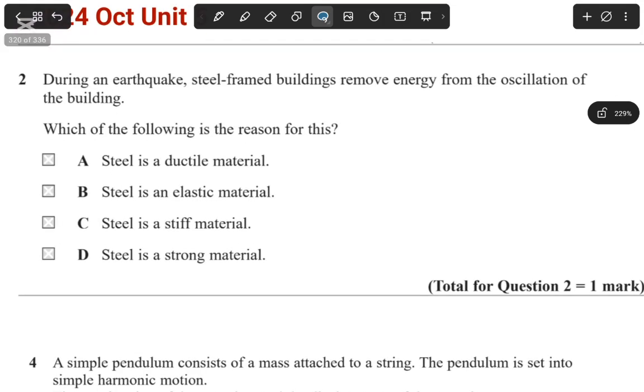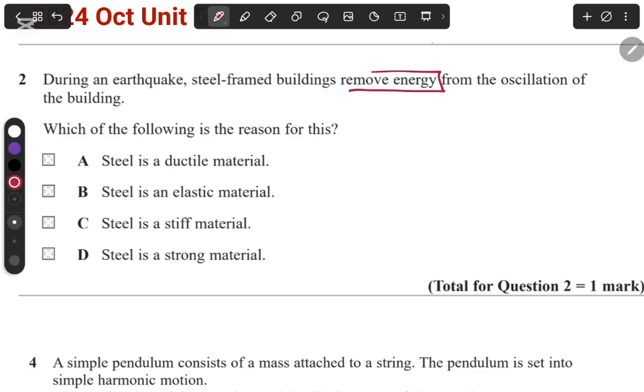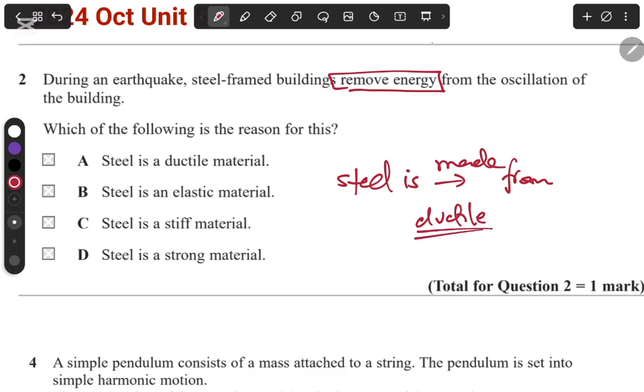It says, during an earthquake, steel-framed buildings remove energy from the oscillation of the building. Which of the following is the reason for this? Here it says that there is removal of energy from the oscillation. What could be the reason? The reason would be that the steel is made from a ductile material, and when ductile material undergoes plastic deformation, you're going to have energy being removed from the oscillation.